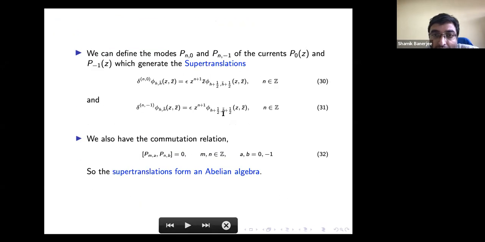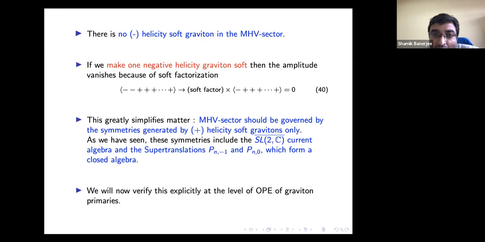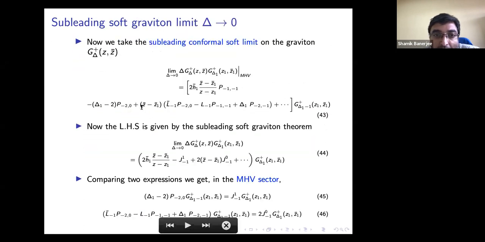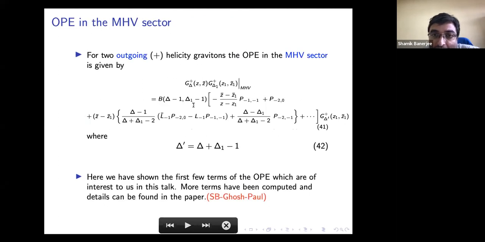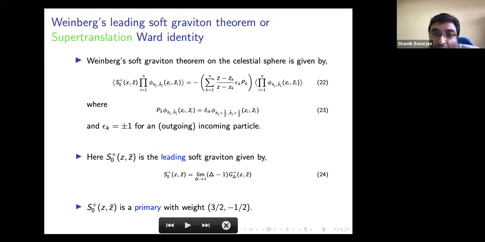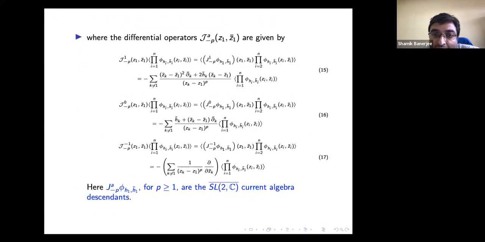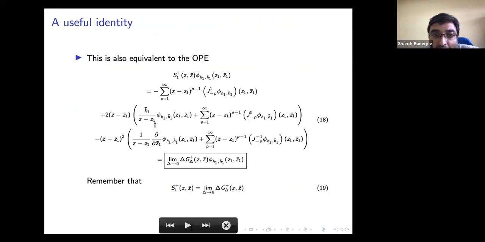You can see, for example, that we have this term Z bar minus Z bar 1. This is essentially the OPE between S plus 1 Z Z bar and G plus delta 1 Z1 bar, and I have this Z bar minus Z bar 1 term. The coefficient of that is this, but we know that this has to be this, right?